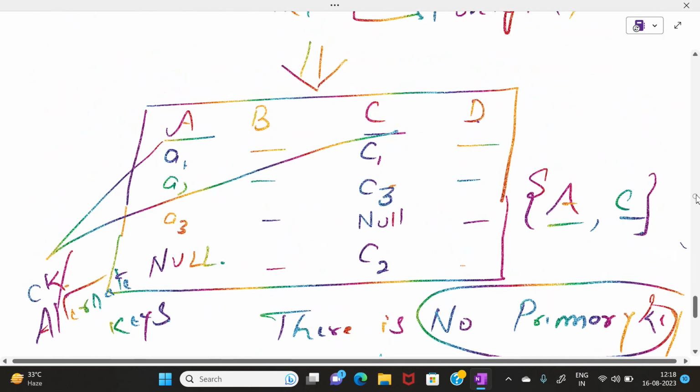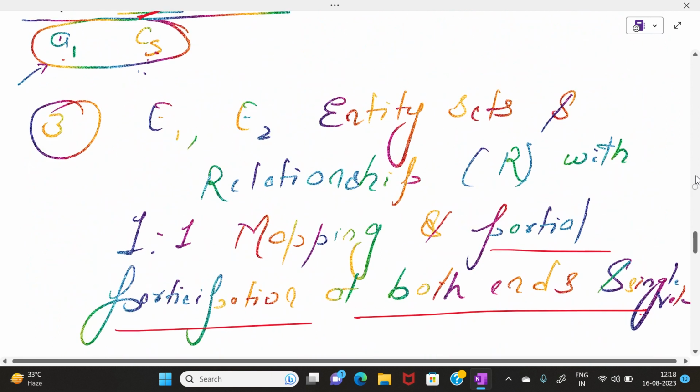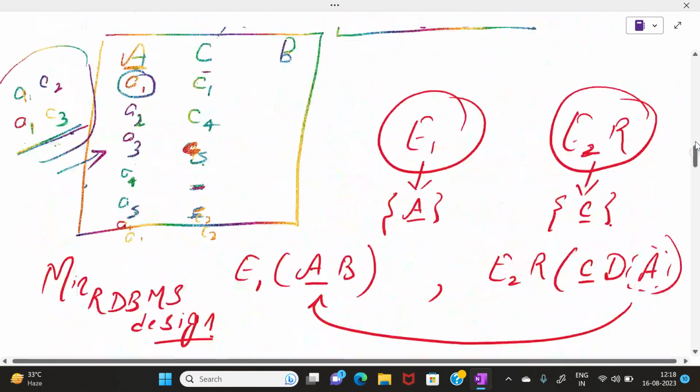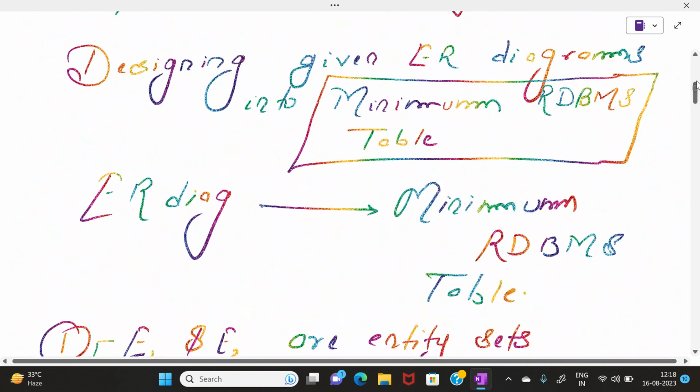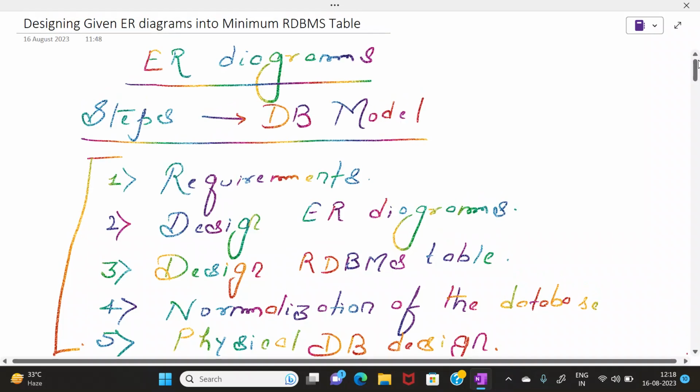Till then, I hope the basic idea of how we can convert the ER model into RDBMS table design, minimum RDBMS table design, is clear to you. We will be seeing some more illustration of this in the next video, and then we will learn about the self-referential relationship set and the weak entity sets after that.